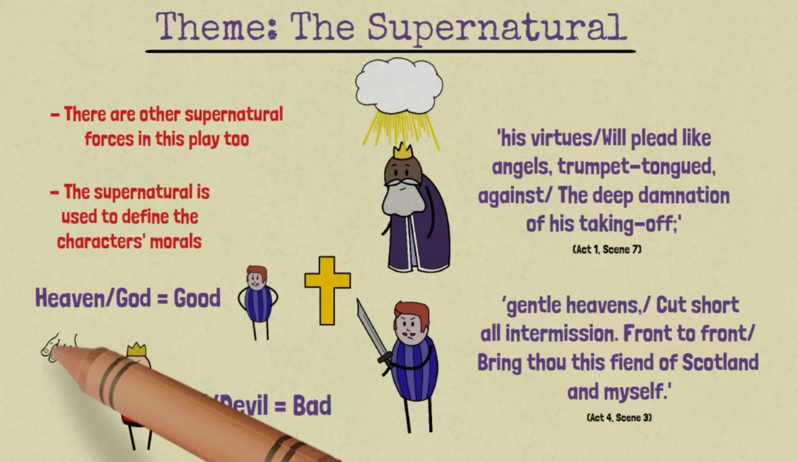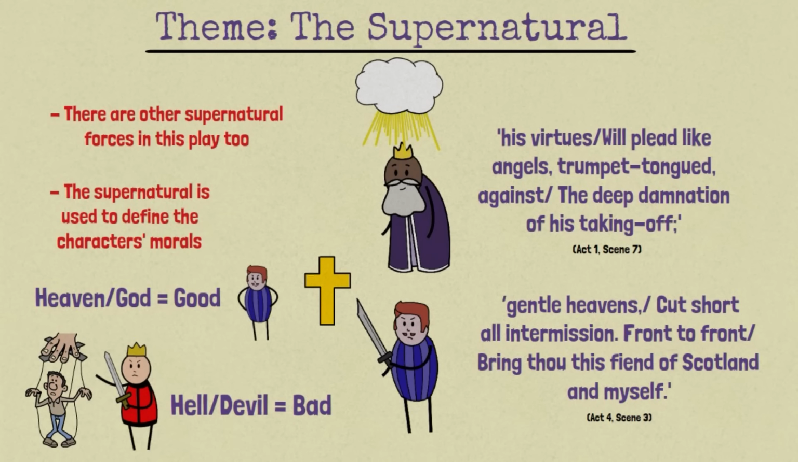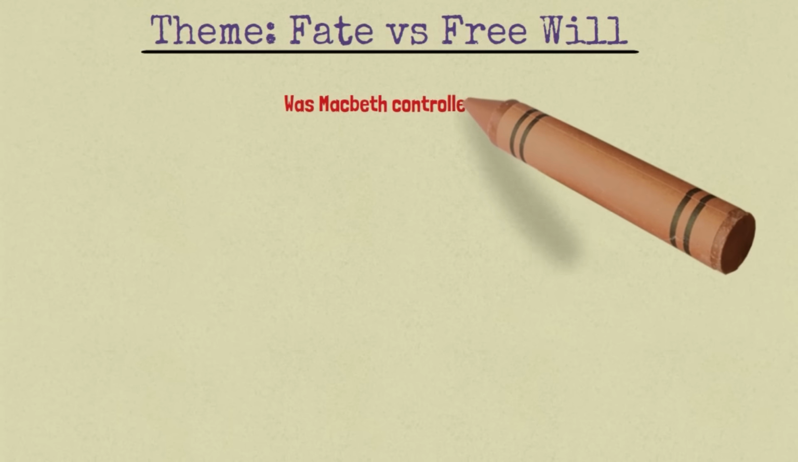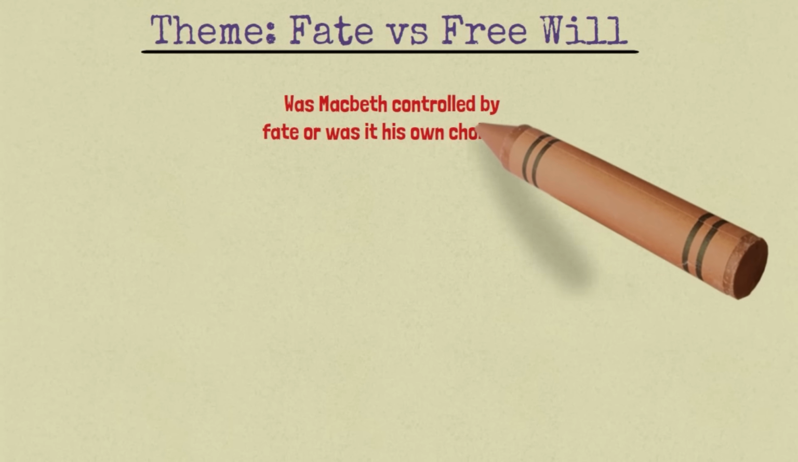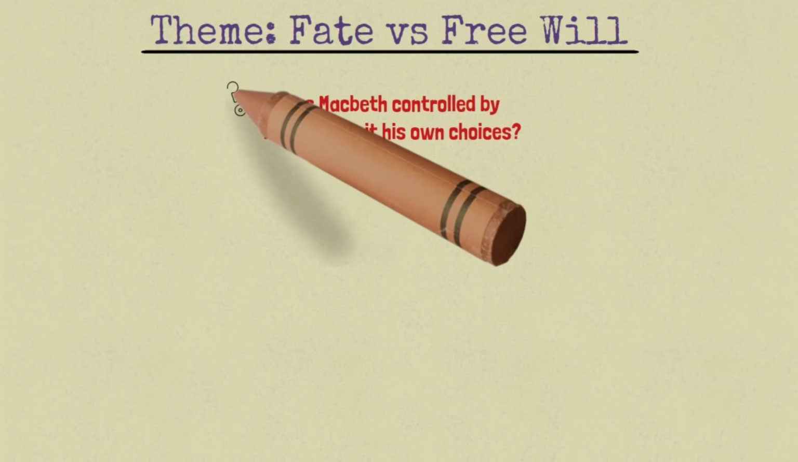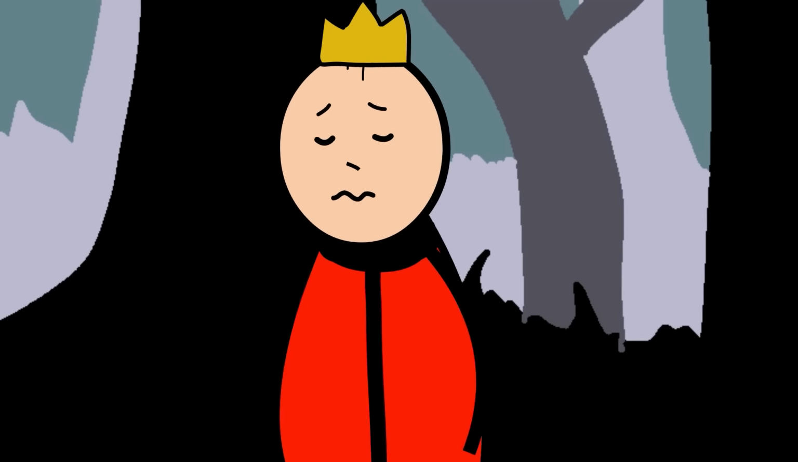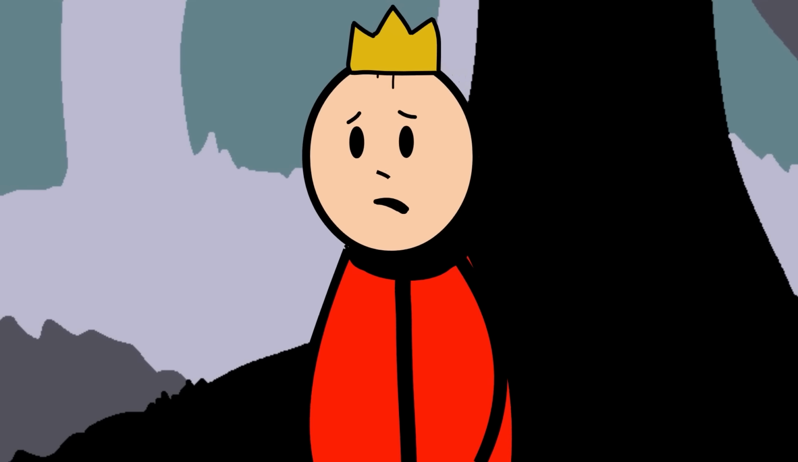But if Macbeth was just being controlled by evil witches, was it really his fault that things turned out how they did? Let's move on to the next theme, fate versus free will, which is closely linked to the supernatural. This is one of the biggest questions in the play. Are our lives governed by fate, or can we create our own destiny? It might seem that Macbeth's story was guided by fate, but there are also many times that he takes matters into his own hands to achieve his goals.